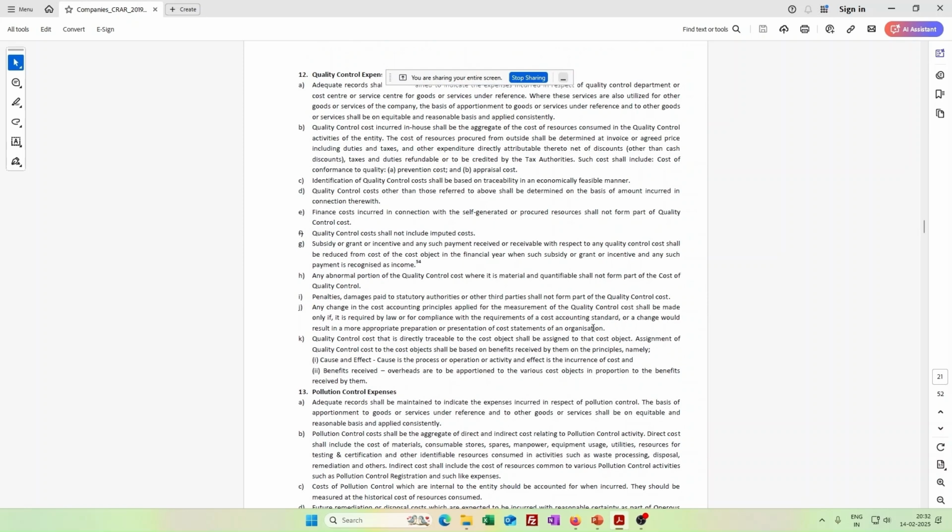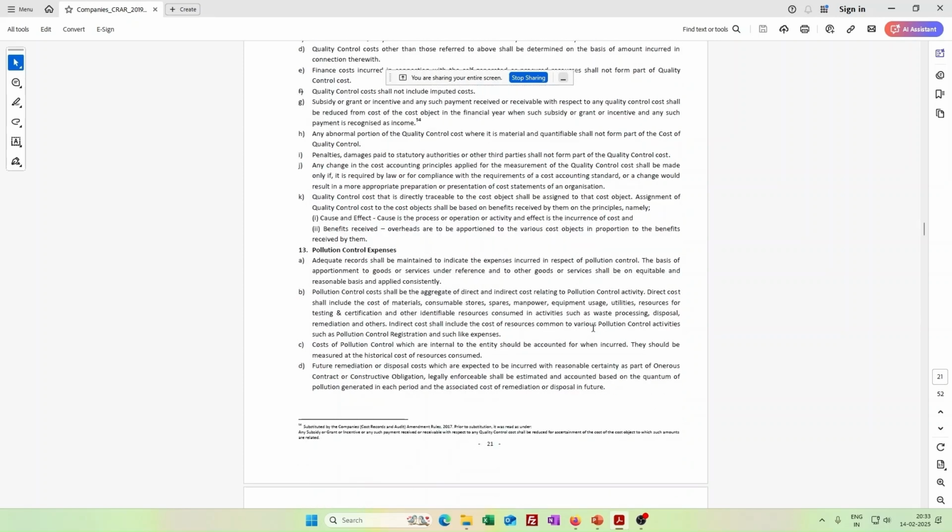Pollution control expenses. Pollution control means, in chemical industries there is huge pollution, and as per government instruction you cannot pollute the air. So there must be some measures. The company has to take some measures to control the pollution. That comes under pollution control expenses.